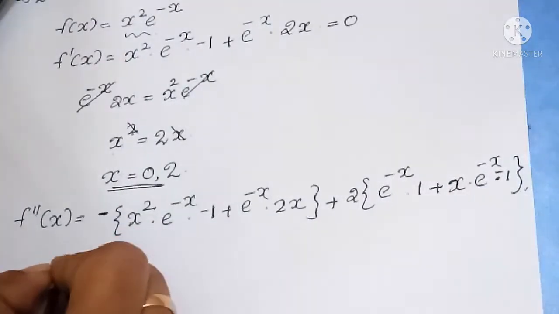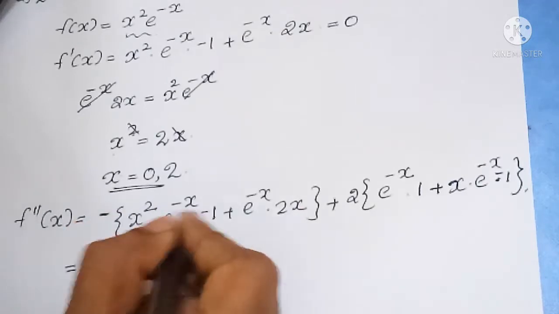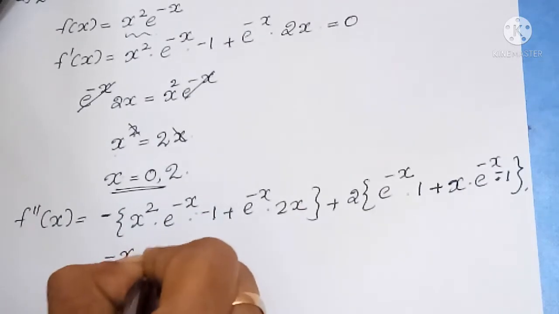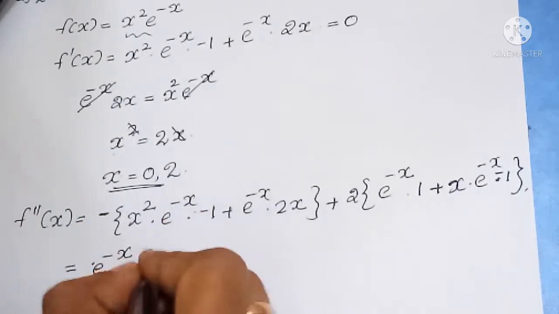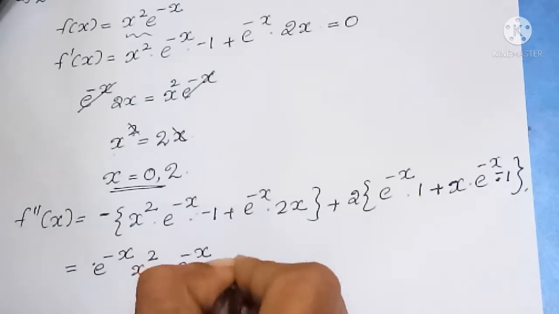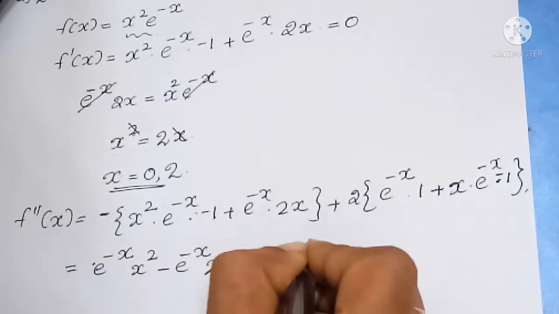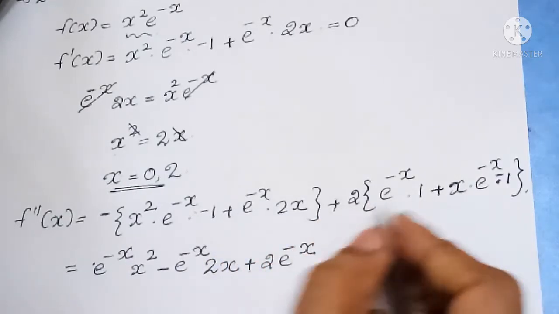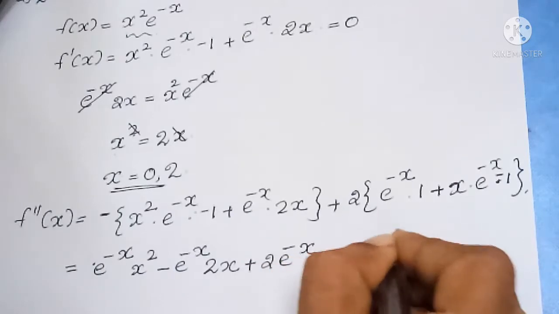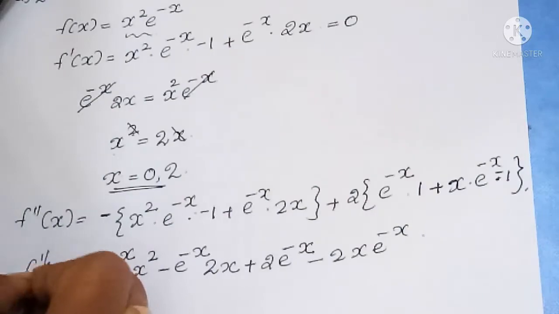We can simplify. Here we have negative negative positive, so e raised to minus x times x square. Here minus inside, so minus e raised to minus x times 2x, plus here 2 into e raised to minus x. Here also minus 2x into e raised to minus x. So this is our f double dash of x.